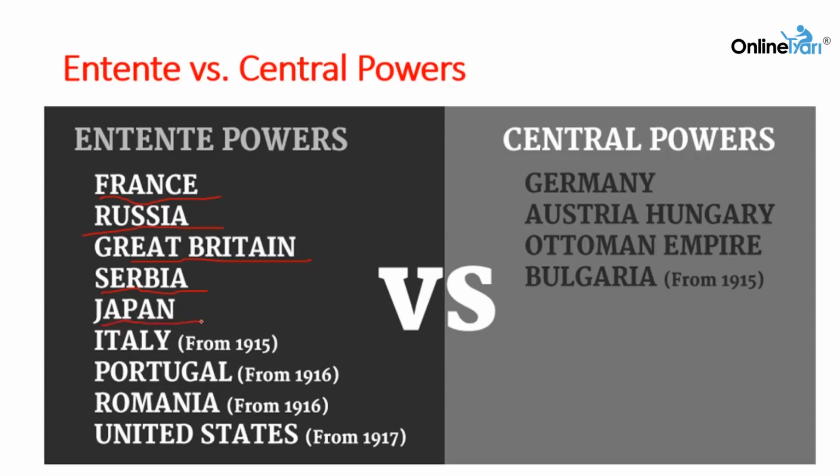Japan also joined because Britain requested Japan to block the German expansion in Asian waters. And Italy joined because Britain promised that if you support us, then we will provide you some territories and colonies, which didn't happen, and that's why the fascist regime came in Italy after the First World War.